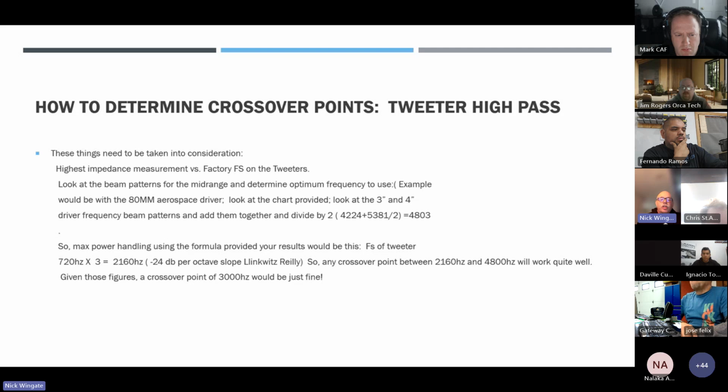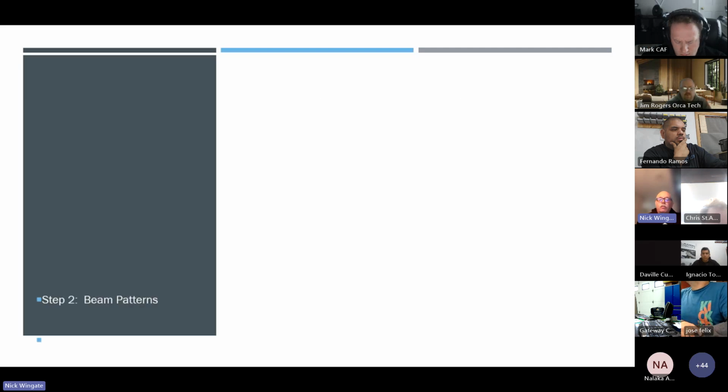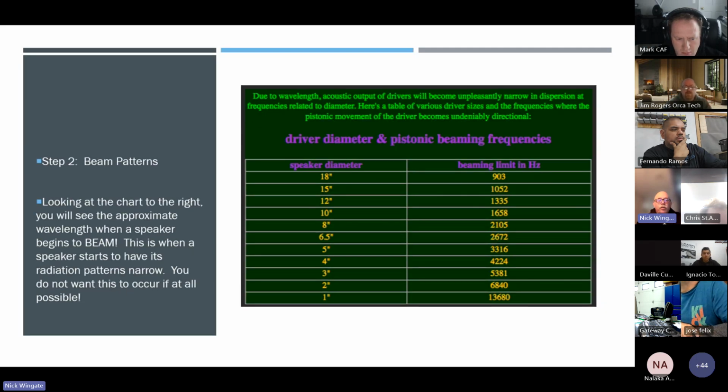So if you take a look at this chart, and I'm going to go ahead and go to this chart, okay? If you look at this chart to the right, you're going to see the approximate wavelength when a speaker begins to beam. This is when a speaker starts to have its radiation patterns narrow, and this is something we don't want to occur. Such as, if you take a look at the 6.5-inch mid-bass driver, the beaming limit is 2,672 hertz. Let's call it 2,600, okay?